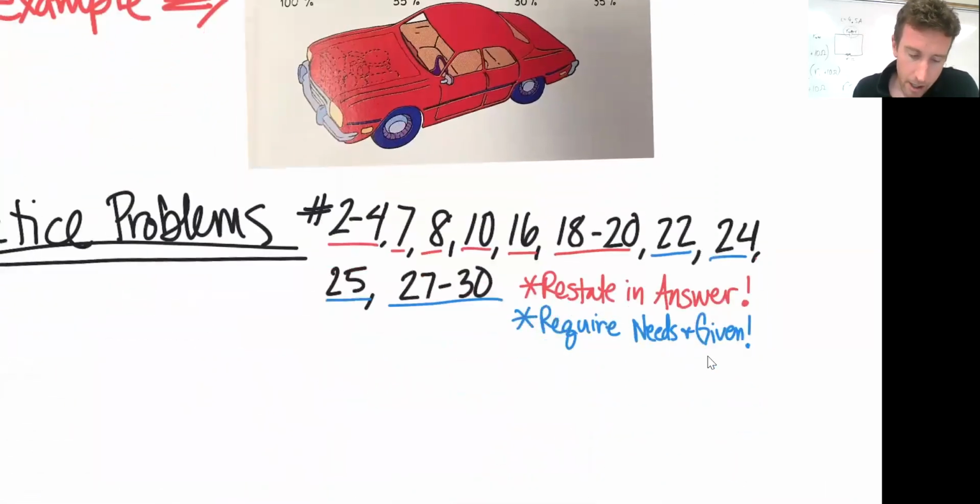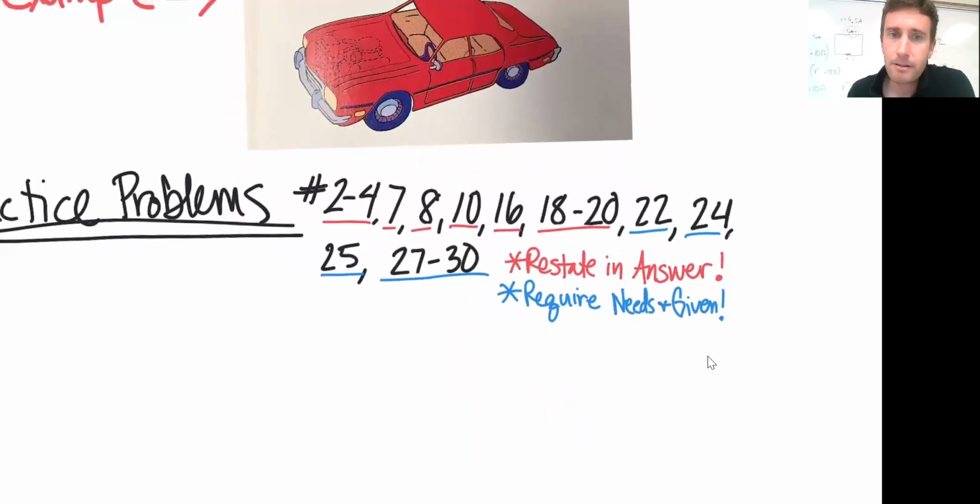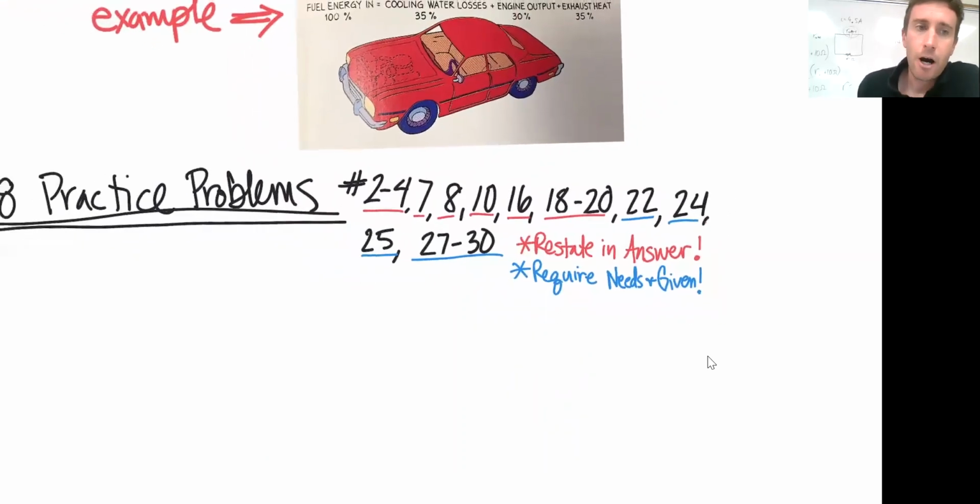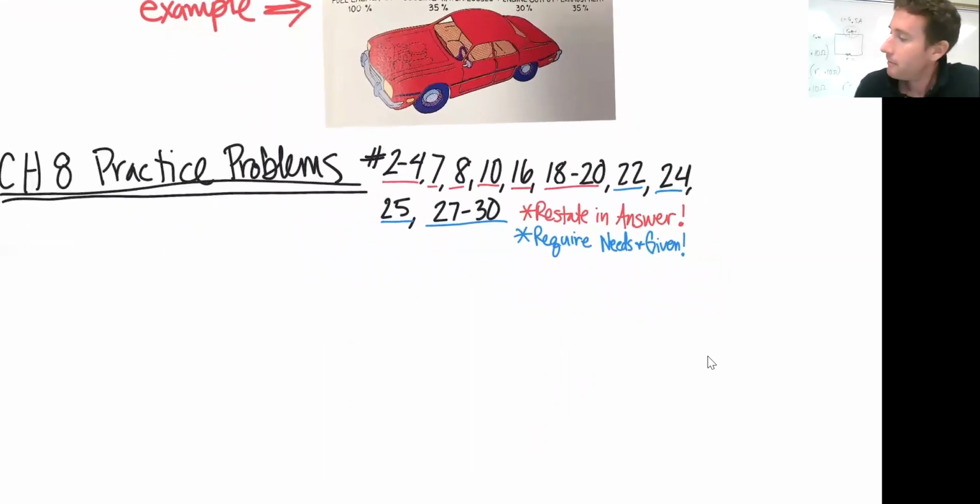All right, so now we are going to do some practice problems. The practice problems you're going to do are in Chapter 8. For Chapter 8, that's on page 119 through 121 of your textbook. And for the first set, I would like you to restate the question in your answer. So that's for numbers 2 through 4, 7, 8, 10, 16, and 18 through 20. And I've underlined those in red.